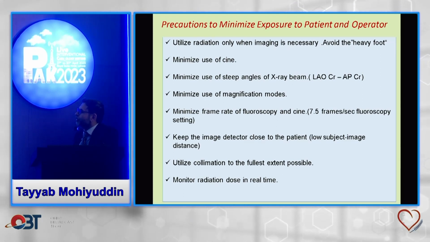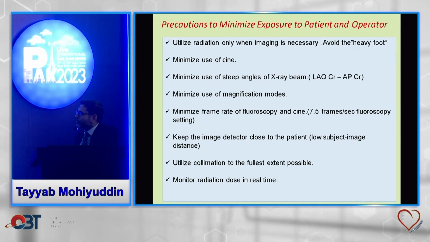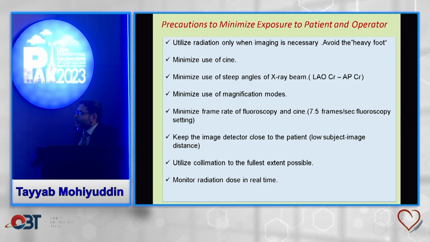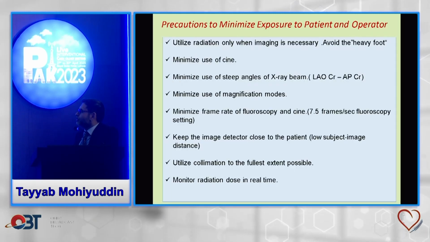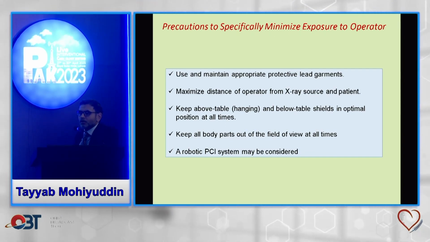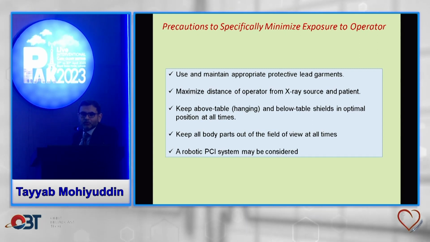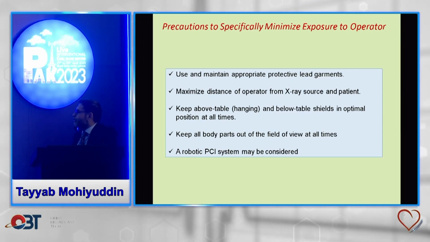Minimize your FOVs or minimize your magnification modes. Use 7.5 frames of fluoroscopy. Keep the patient closer to the II, and then use the collimators. And then definitely monitor your radiation dose. That's very important. And then take care of your lead garments. Make sure, if you don't have to stay close to the patient, if you have a fellow standing next to you, just make sure he stands between you and the patient. He can take the radiation if you don't have to. And make sure all of your shields are in optimal position.